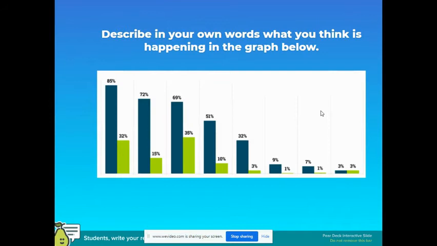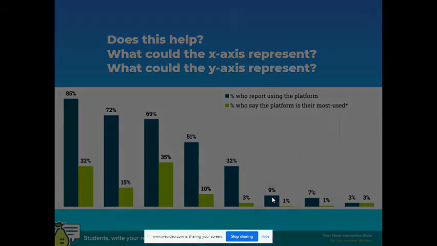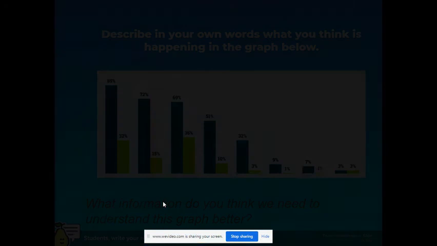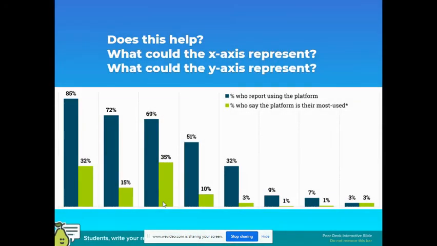So go ahead and answer this question. I'm going to put it up on the Edpuzzle. In your own words, what do you think is happening in this graph? What information do you think we need to understand this graph better? Well, let's take a look. Does this help? So what have we added? Let's take a look at the graph.